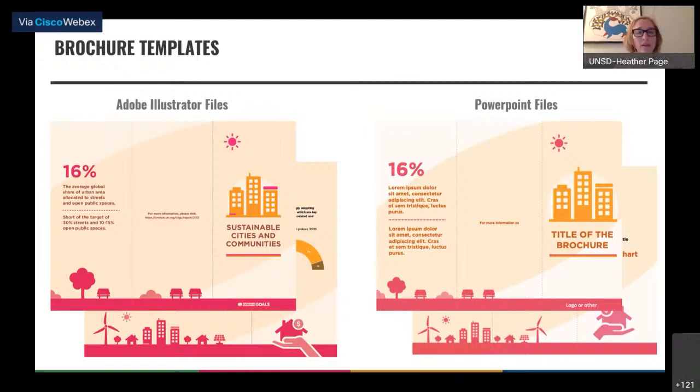Additionally, we provide an example of a brochure template because this was a request from countries that are trying to develop outreach material for their data collection activities. And so again, here we provided two different file formats, incorporating and utilizing the icons and certain design elements that are included in the toolkit. Next slide, please.